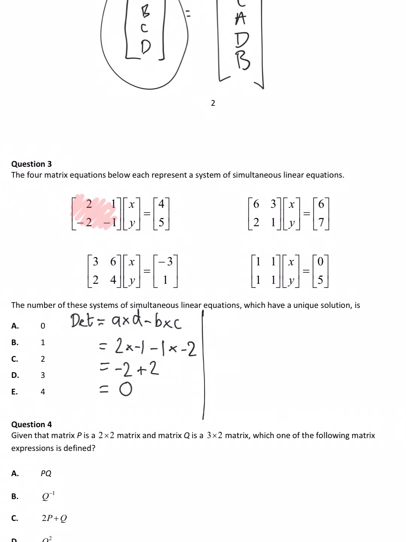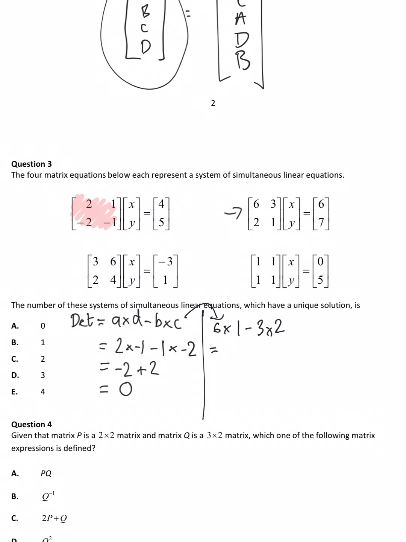I'll just do each of these one at a time. Now we're on to this one. Applying this rule again, it's going to be 6 times 1 minus 3 times 2.